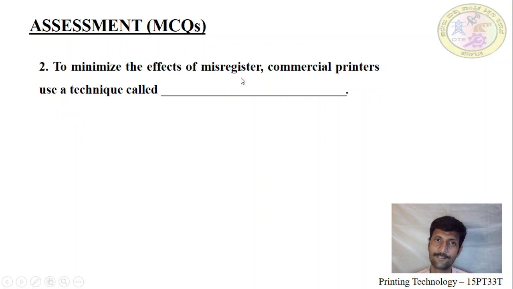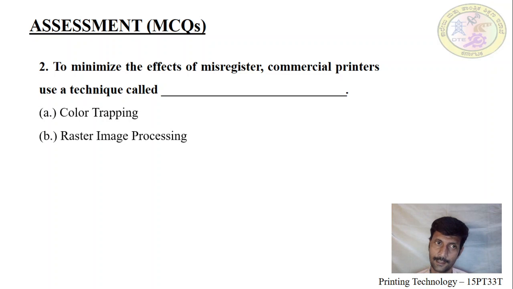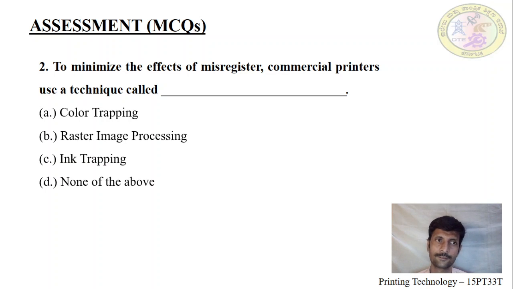To minimize the effect of misregister, a commercial printer uses a technique called dash. In a commercial printer, during the plate making process, the software of the equipment helps avoid this misregistration problem. This is the clue. Let us see the options one by one: color trapping, raster image processing, ink trapping, or none of the above.